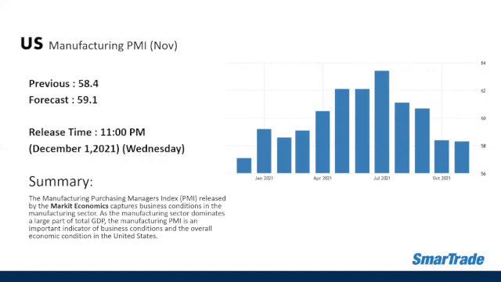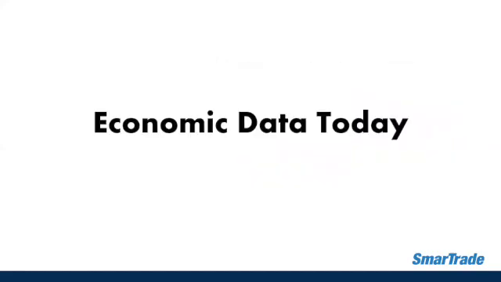And followed by the manufacturing PMI data for the US for the month of November. The previous data was 58.4, and the market forecast was 59.1. And the actual data is lower at 58.3, so it did not meet the market forecast and the previous data.